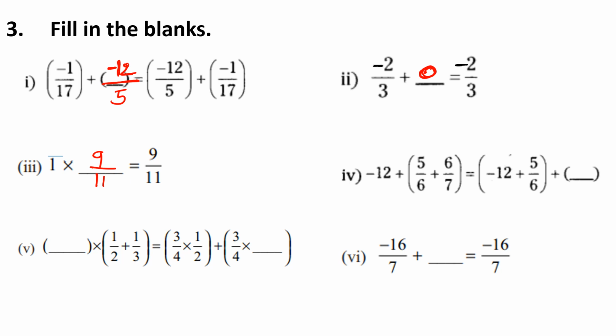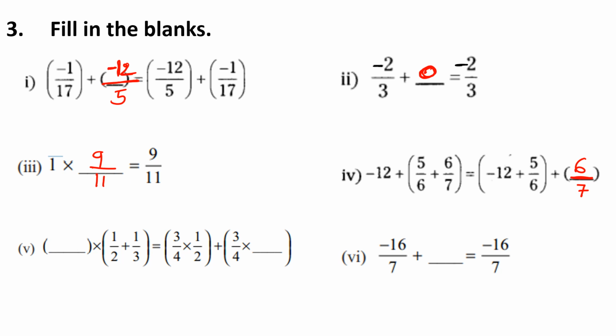Now the fourth one, look at that: minus 12 plus 5 by 6 plus 6 by 7 equals minus 12 by minus 12 plus 5 by 6 plus, that is, 6 by 7, by using the associative property here.